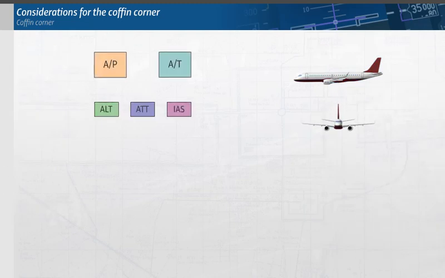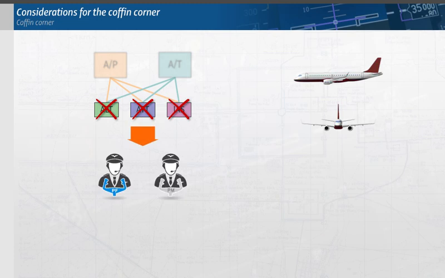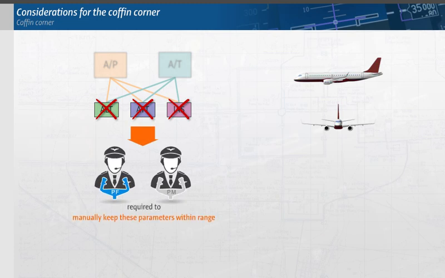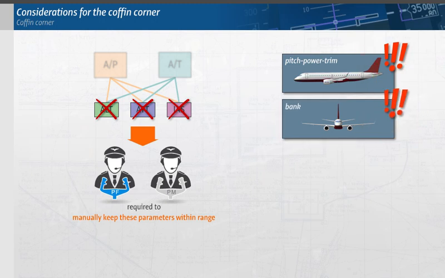Let's go into more detail. If the autopilot or autothrust are no longer able to keep altitude, attitude, and airspeed at constant values, the flight crew is required to manually keep those parameters within range. This is not only important for pitch, power, trim, but also for bank.